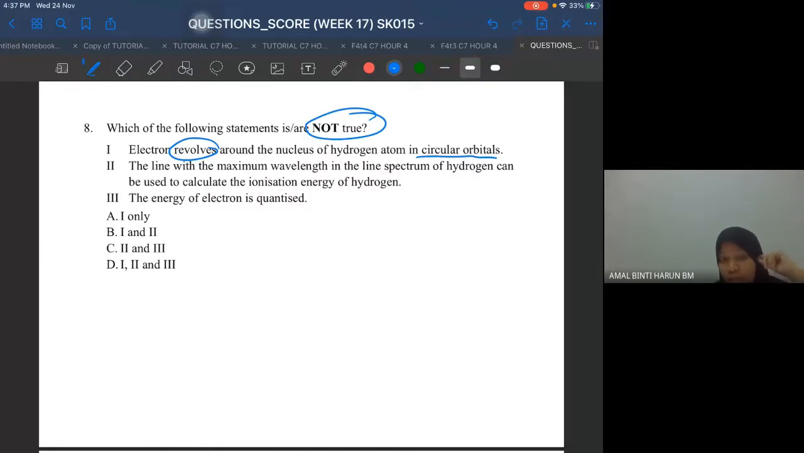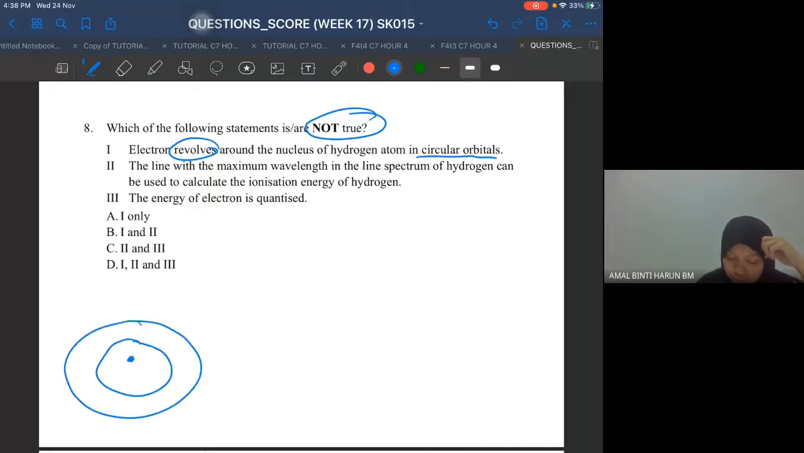So is it correct? Circular orbital. Actually an orbital is a space, right? So it is trying to say Bohr's idea is a circular orbit. So this one is wrong. It should be circular orbit. So one is already wrong. The line with the maximum wavelength. Okay, maximum wavelength, I think this question is not suitable. It should be longest wavelength, otherwise it could make you confused. Longest wavelength of the line spectrum of hydrogen can be used to calculate the ionization energy.